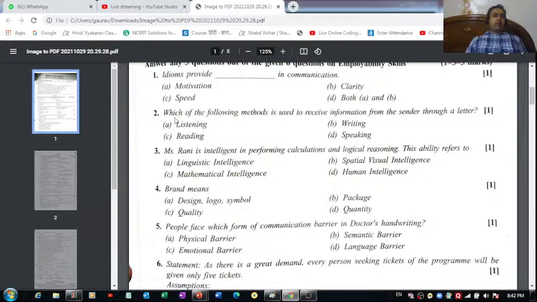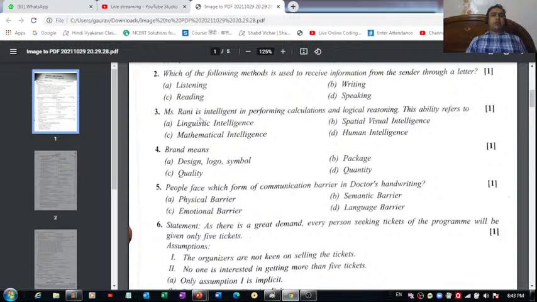So, out of these 4 options, which option do you think is the correct one? How will the receiver receive the information from the sender, which has been sent to him in the form of a letter? So it will be writing, right? Methods to receive information from the sender. Okay, so it will be writing, I think.